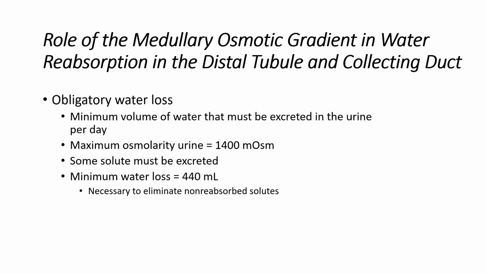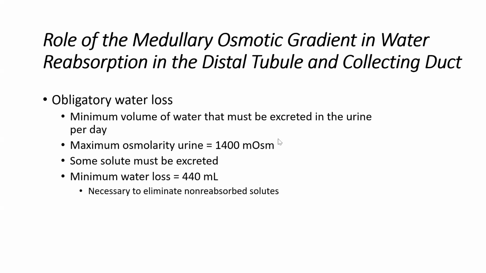So even in our most dehydrated state, even if we're not drinking or bringing in any water at all, we still have to lose 440 milliliters of water. That is necessary to eliminate some of the waste material and some of these solutes that we have to eliminate, such as urea, such as creatinine, and some of the other solutes that we excrete. And so at that state, our urine is going to be at its maximum osmolarity.